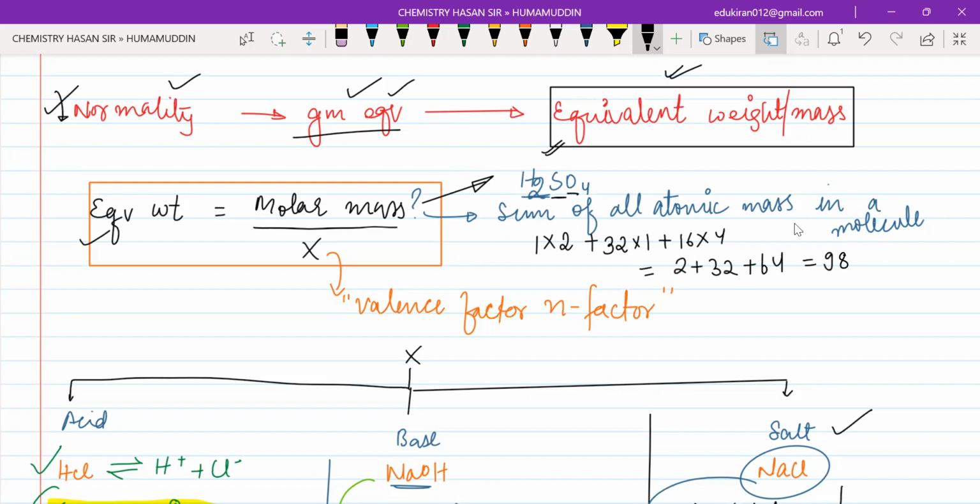So if you know the atomic mass, you can easily calculate the molar mass, right? Yes, sir. So do you know the atomic mass of 1 to 20 atomic number, like hydrogen to calcium? I don't know, sir, but I'll study it. Okay.